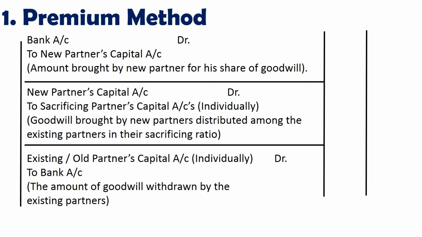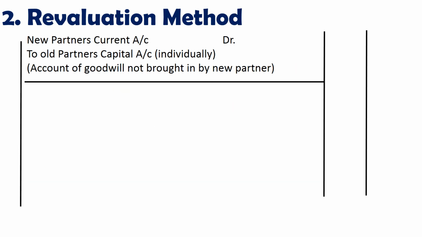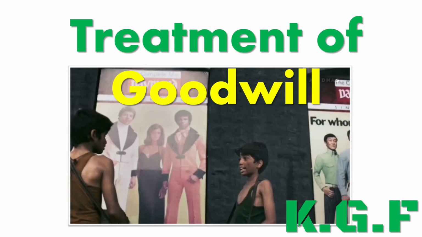The second situation is whenever the new partner does not bring any goodwill to the business. In this situation, as per Accounting Standard 26, we have only one general entry: New Partner's Capital Account debit to Old Partners' Capital Accounts, transferred as per sacrifice ratio. So this is all about the treatment of goodwill, how you need to treat it and what general entries you need to pass.